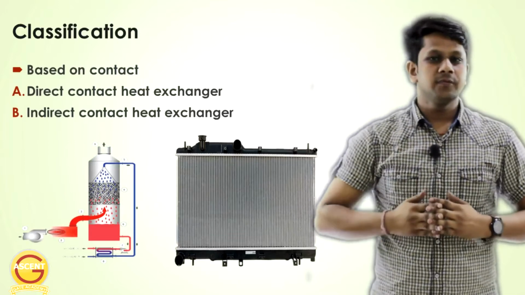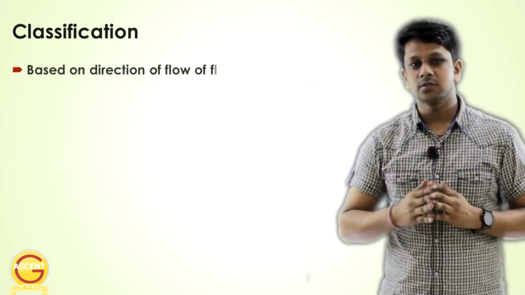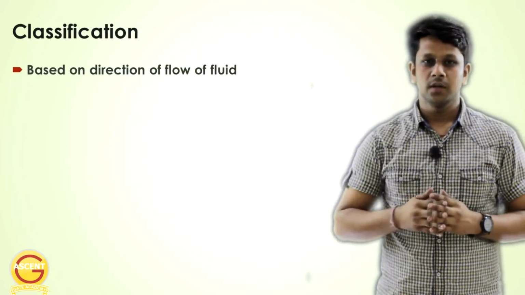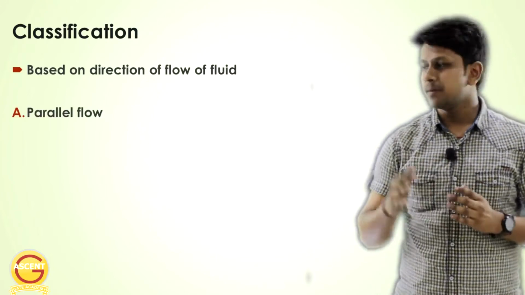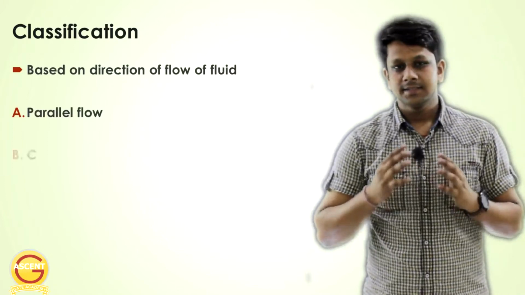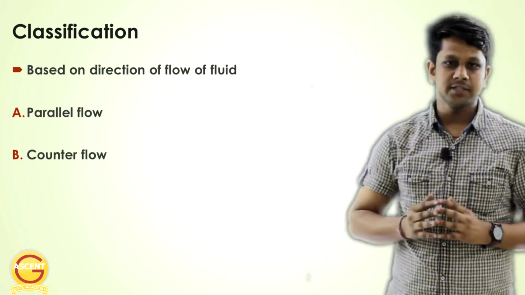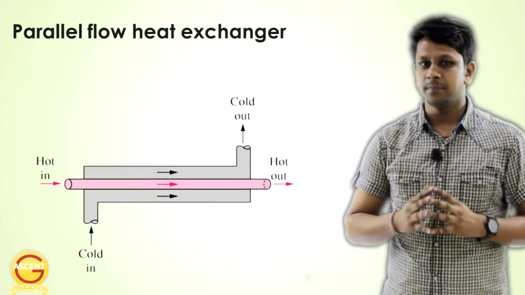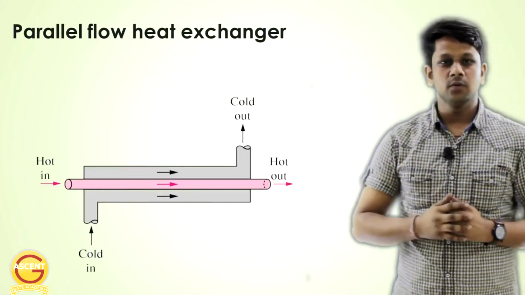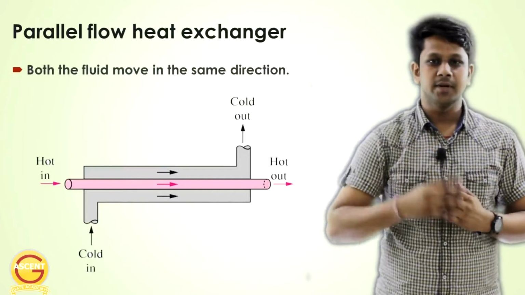The second type of classification can be based on the direction of flow of the fluid. In this, first will be a parallel flow heat exchanger, second can be a counter current flow heat exchanger, and third can be cross flow. So let's take the parallel flow. In parallel flow, both fluids move in the same direction.